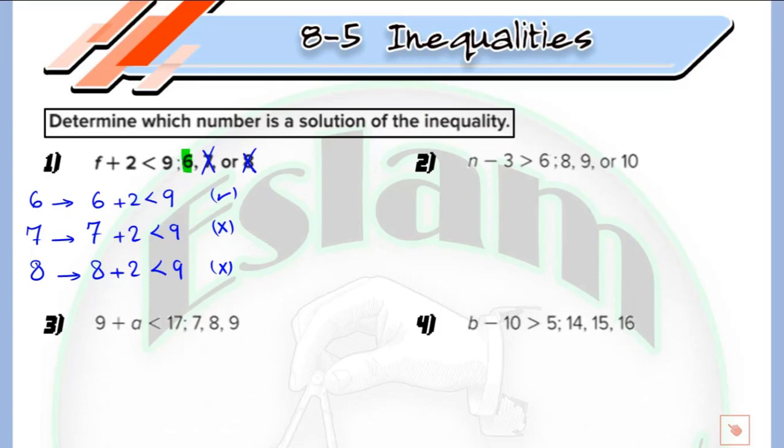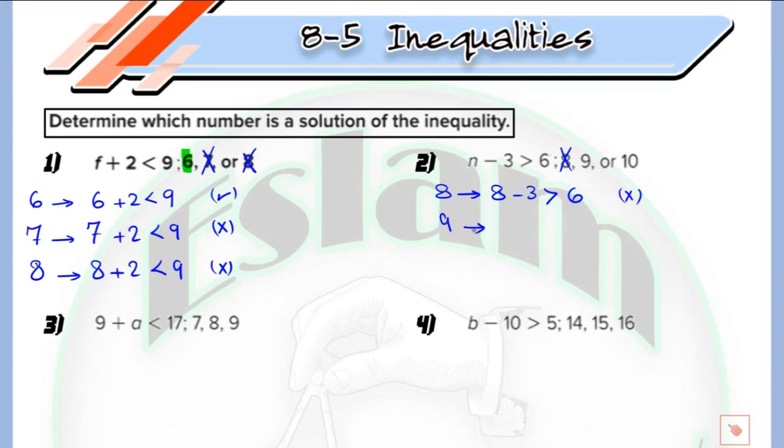Again in question number 2, we have n minus 3 is greater than 6. We need to find whether 8, 9 or 10 is a solution. Now I will check for 8. Instead of n, I will just replace it with 8. So 8 minus 3, is it more than 6? 8 minus 3 equals 5. 5 is not more than 6, so it will be a wrong answer. It means 8 is not one of the solutions.